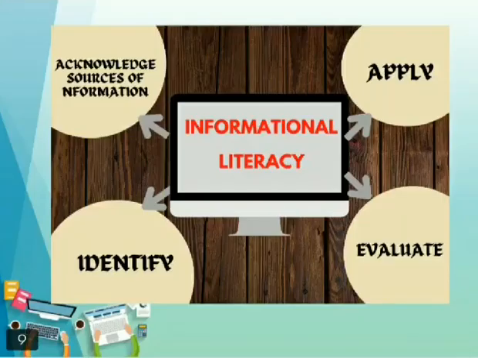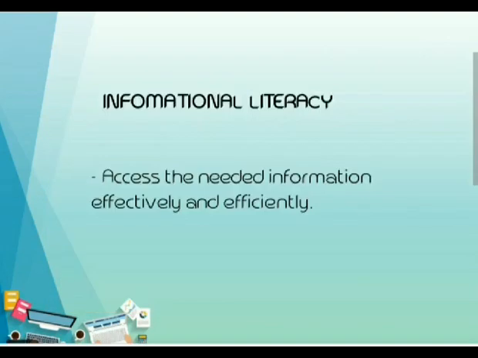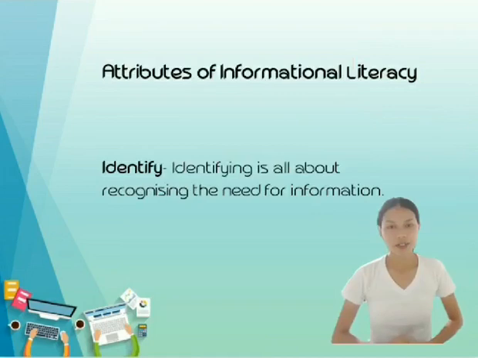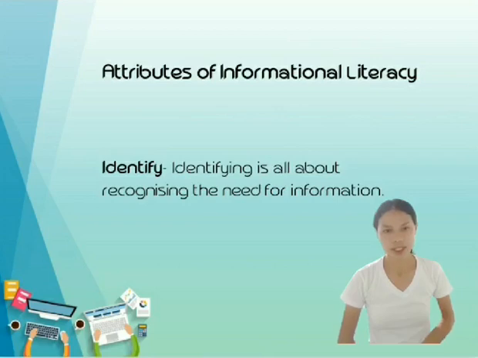The second literacy is information literacy. The attributes are acknowledge sources of information, identify, apply, and evaluate. Information literacy is accessing the needed information effectively and efficiently. Another attribute of information literacy is identify. Identifying is all about recognizing the need for information. We can evaluate information and its sources critically, incorporate selected information into one's knowledge base, and lastly, we can use information effectively to accomplish a specific purpose.